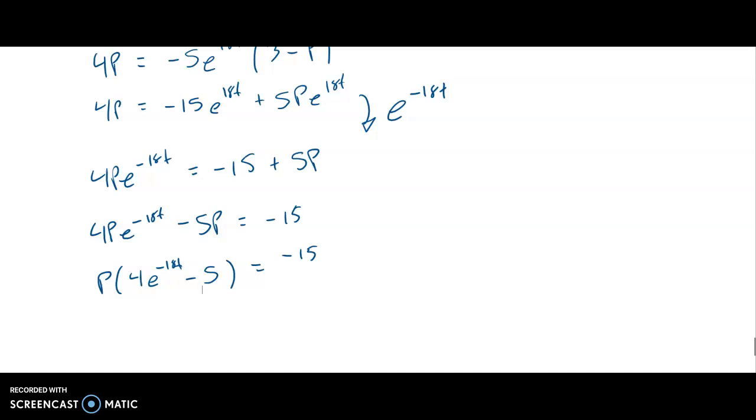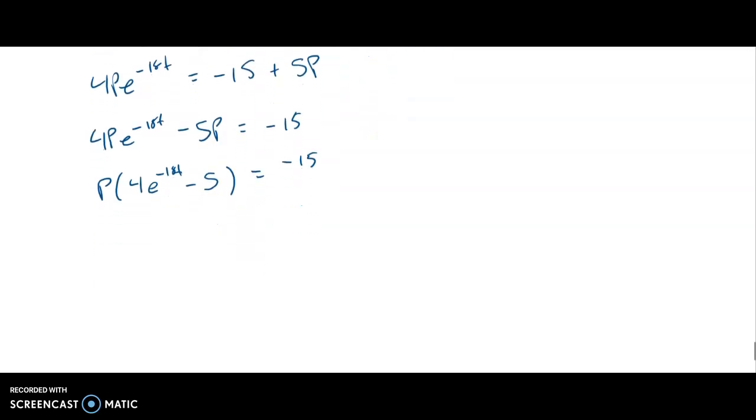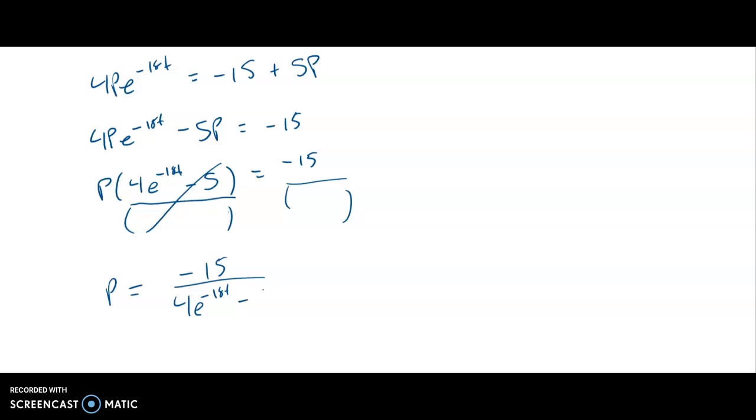And I'm almost done here. One of the last steps is going to be to divide by the parentheses. If I divide, I'm not going to write it all out, by the parentheses, it's going to cancel over here. So that's going to give me P equals negative 15 over 4e to the negative 18t minus 5.